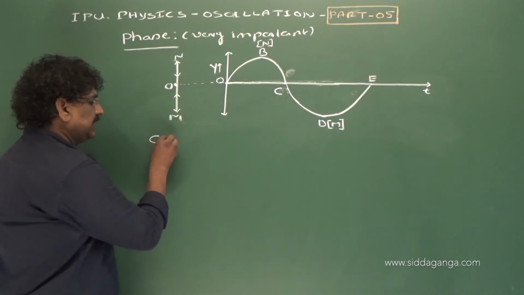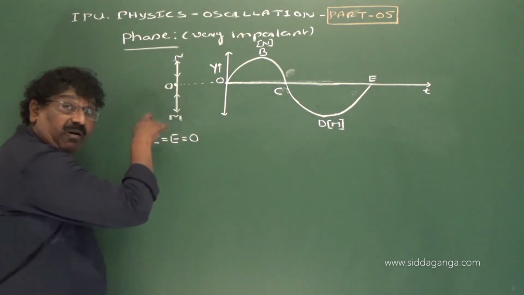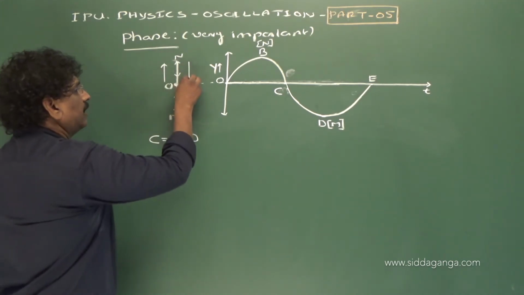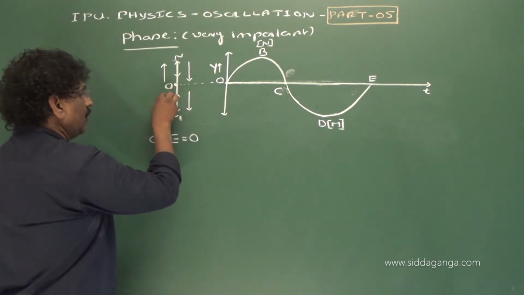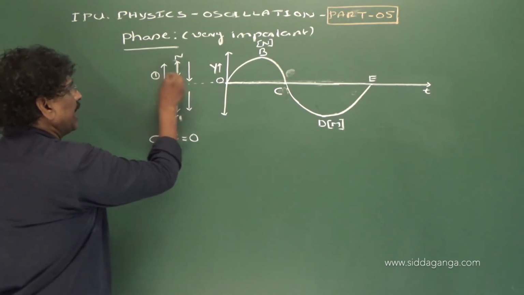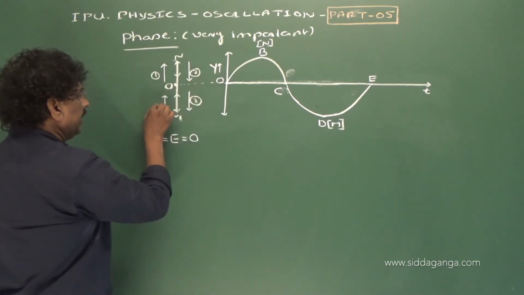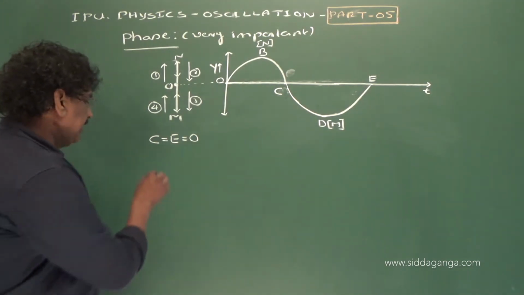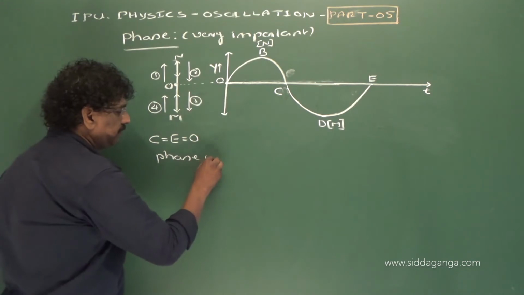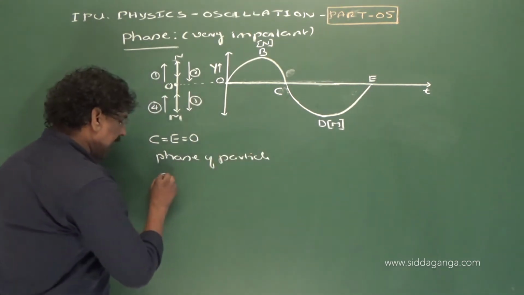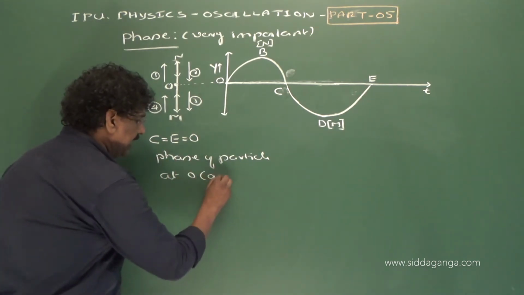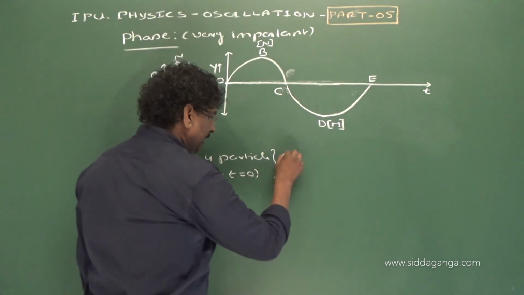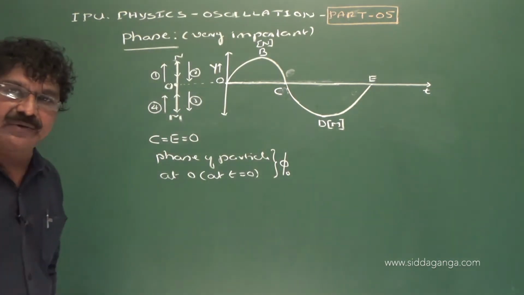So for your convenience, C is equal to E is equal to O according to this figure. Here we have the directions 1, 2, 3, 4, four directions. Now, whenever we take the phase of the particle at O, that is at time t is equal to 0, I will take the phase at O when time t is equal to 0.